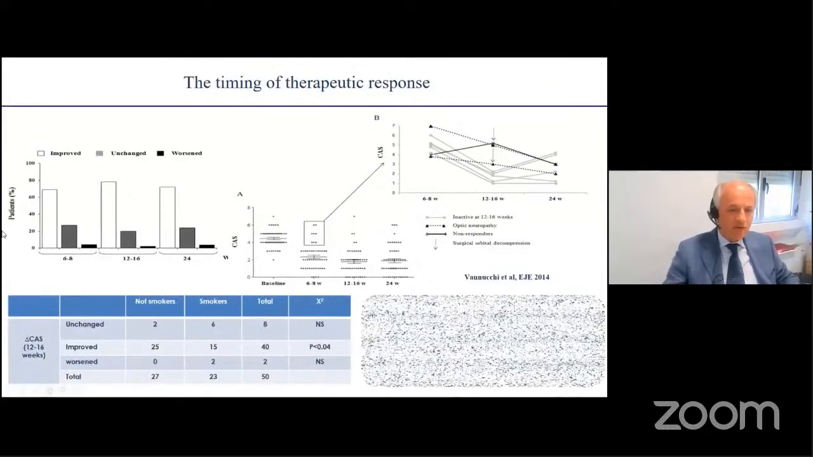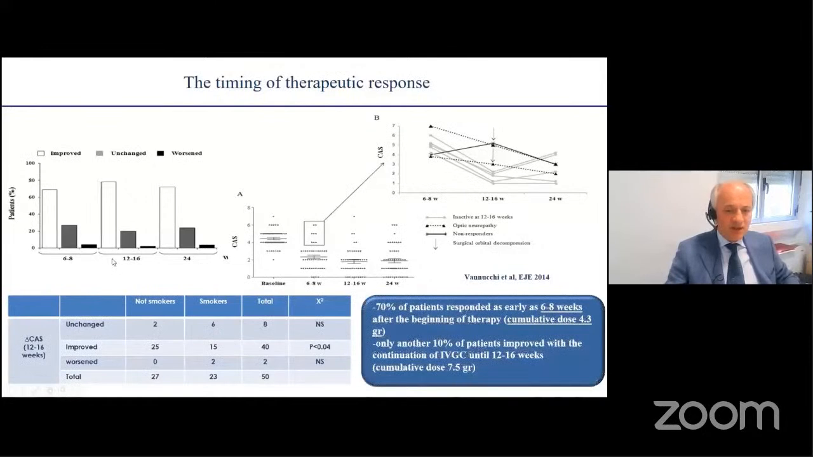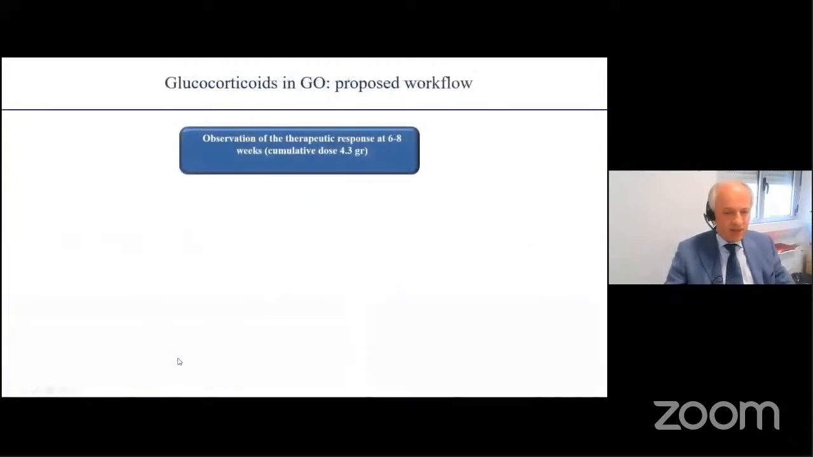And what we observed was that about 70% of patients treated with IV steroids respond as early as 6-8 weeks, even with a cumulative dose of 4.5 grams, which corresponds to the intermediate dose used in the EUGOGO study. Only another 10% of patients improved after the continuation of this. And if we study in detail, we see that especially patients who are smokers are the ones responding less.